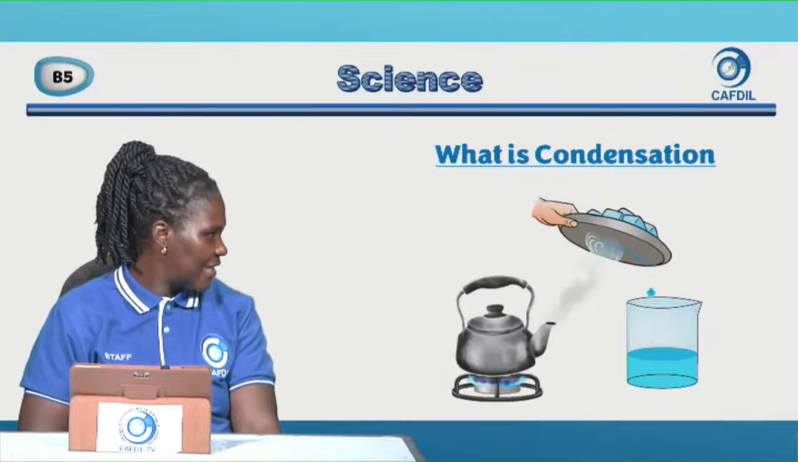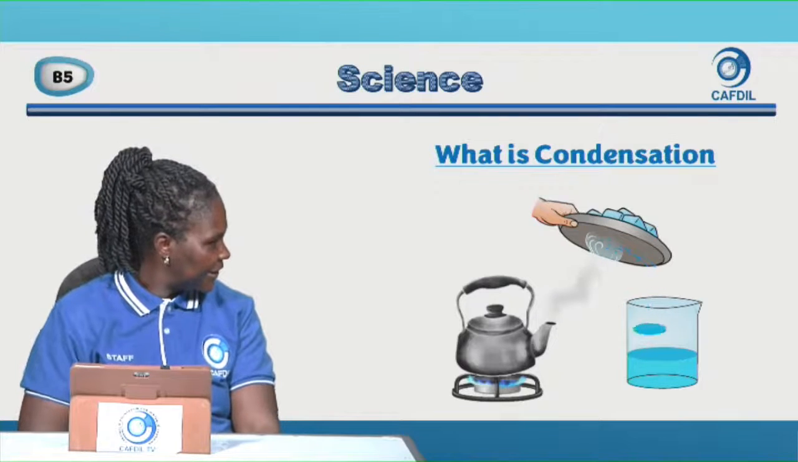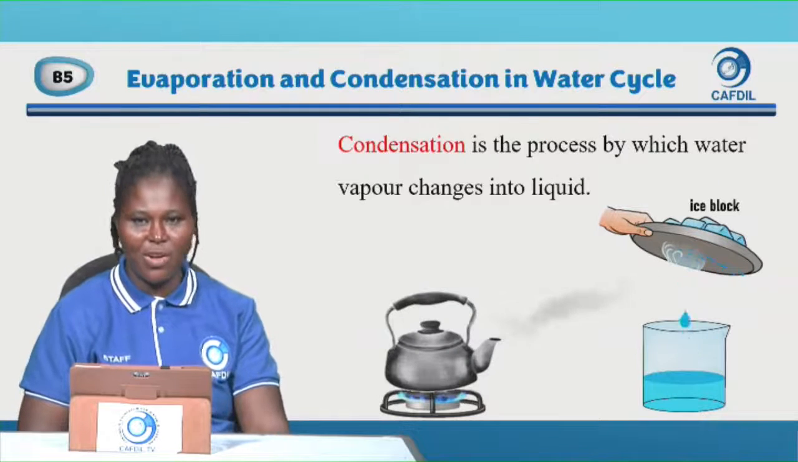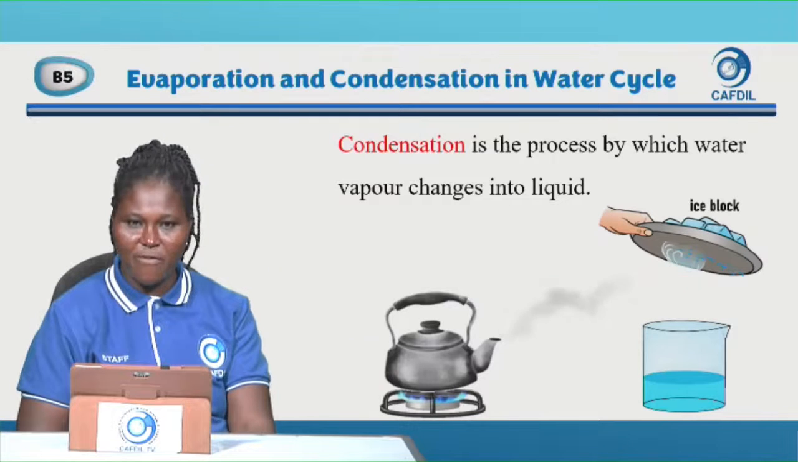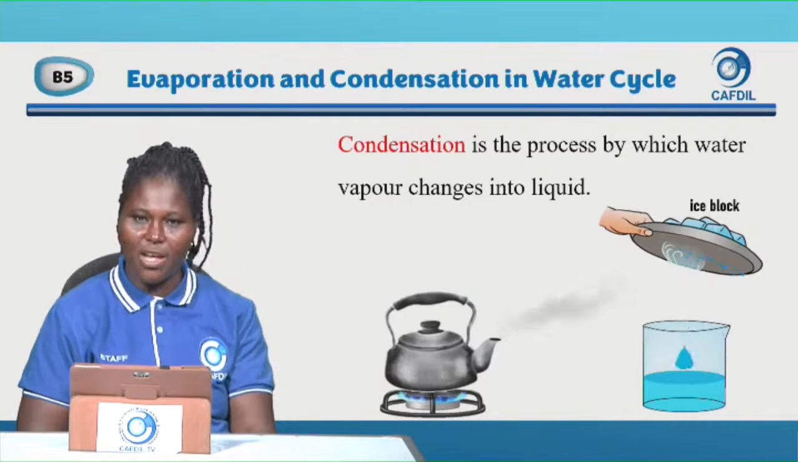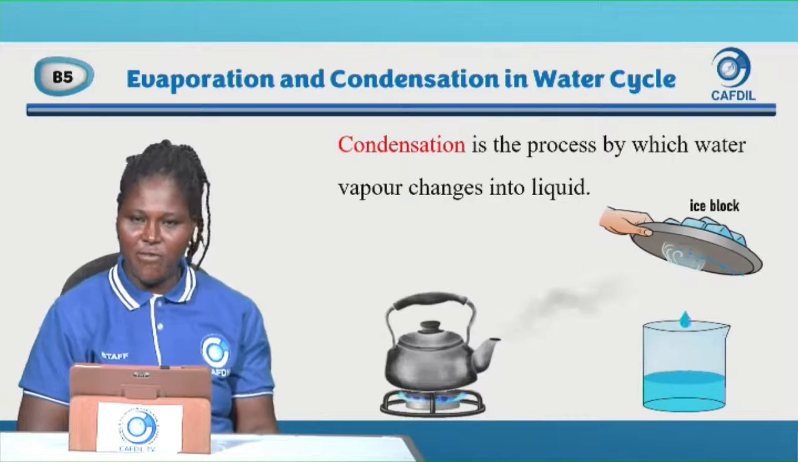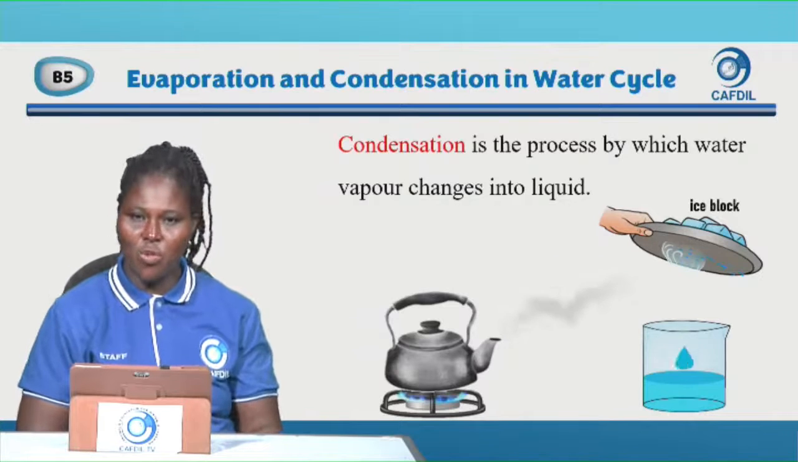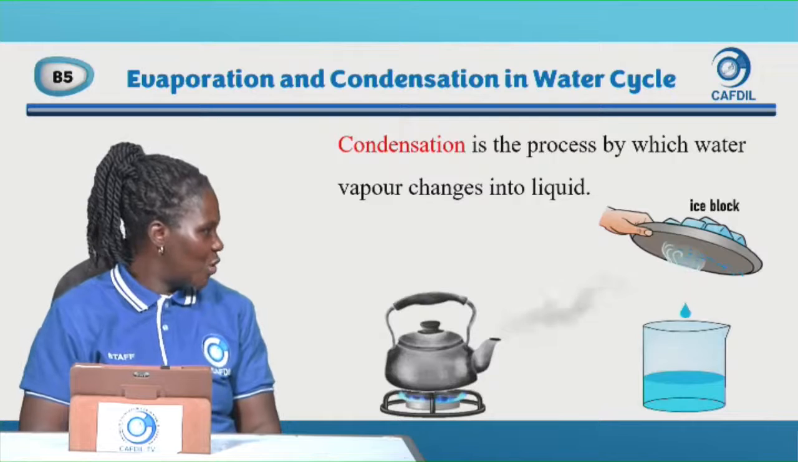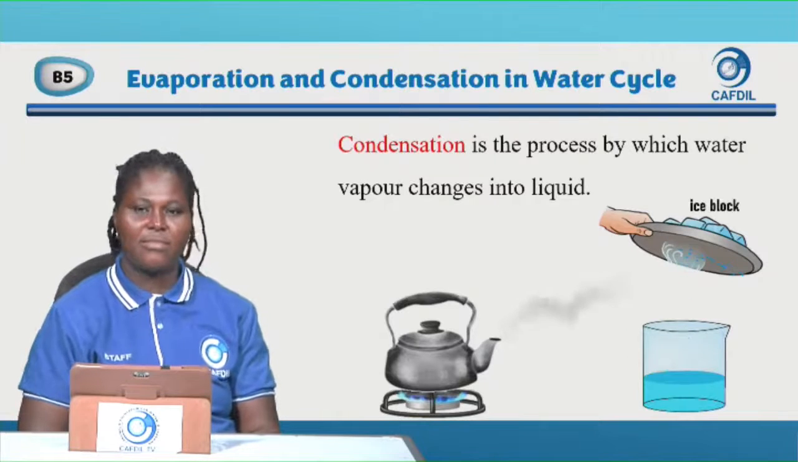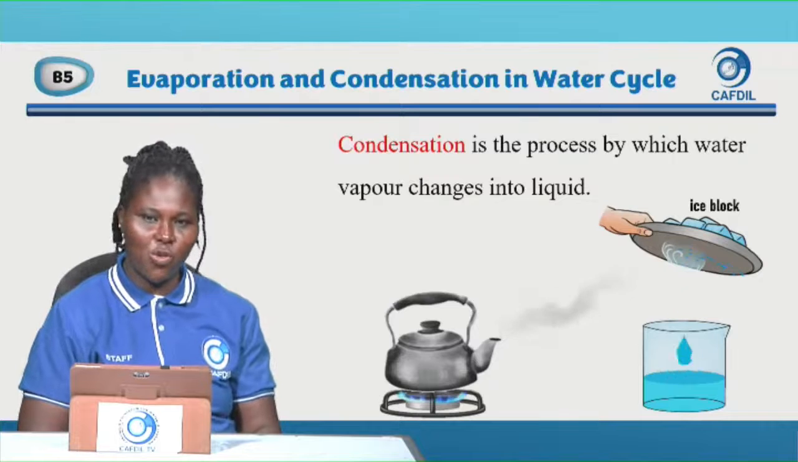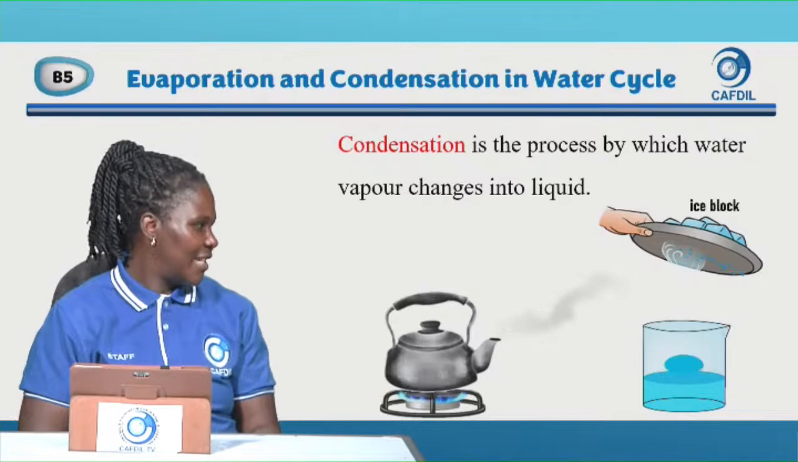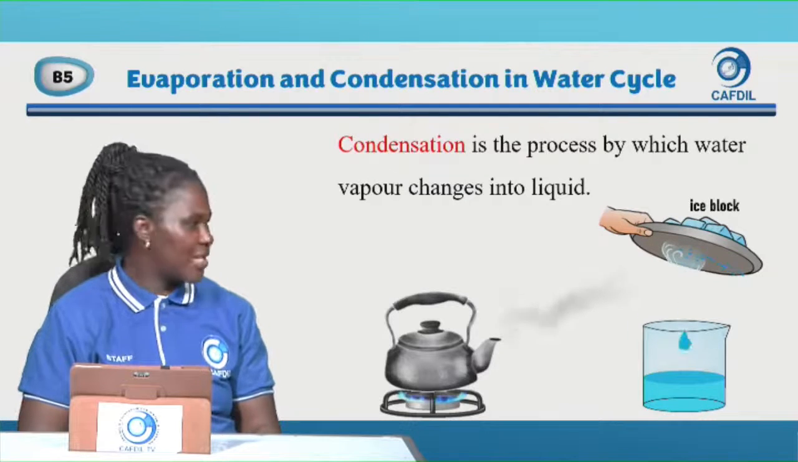Look at it. The water is boiling. So let's talk about it. What is condensation? Condensation is the process by which water vapor changes into water. So from evaporation, the vapor would then go back to water. Condensation is the process by which water vapor changes into liquid. So when the water boils, it condenses and forms liquid, as we can see on our screen.